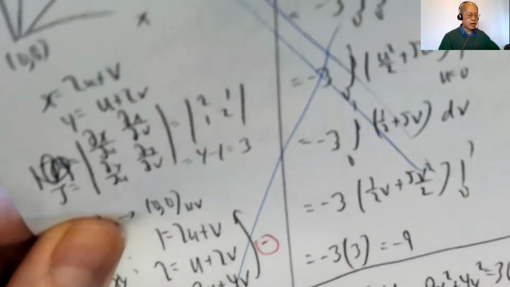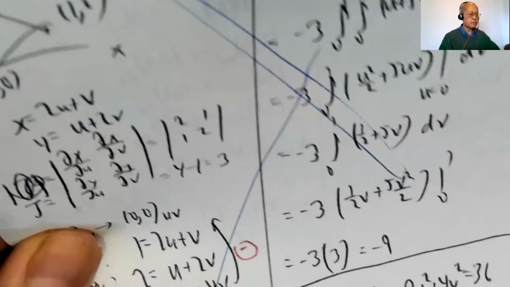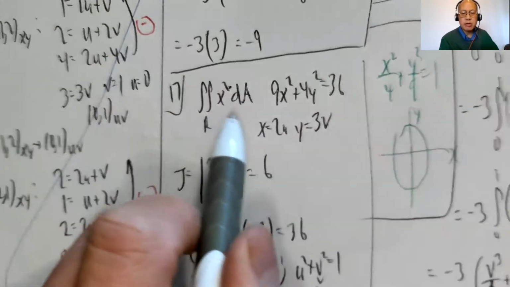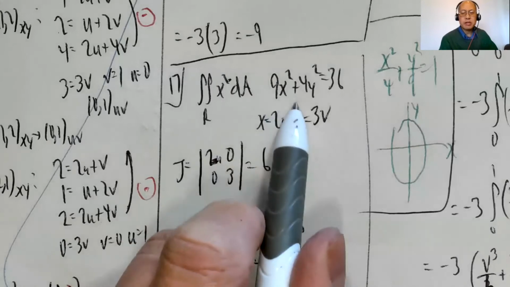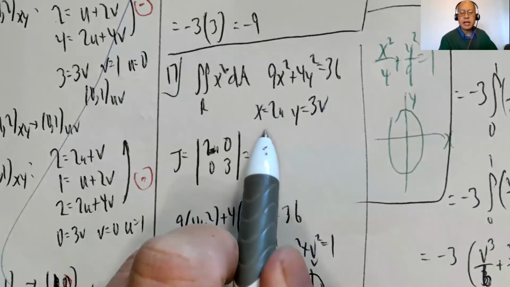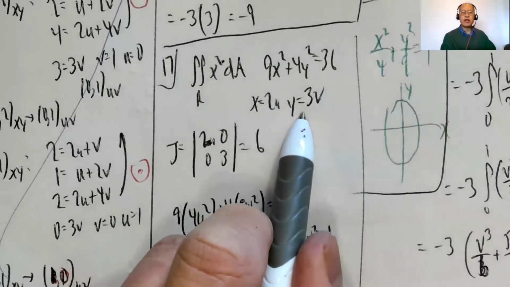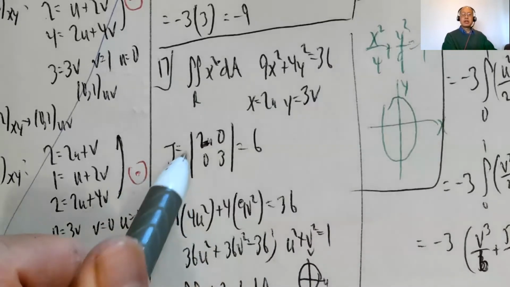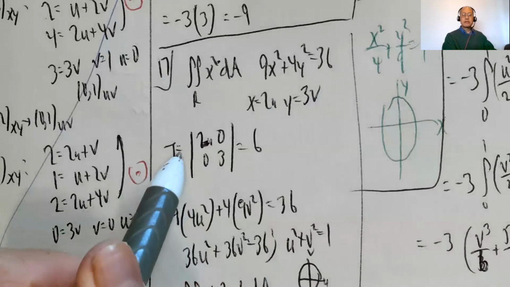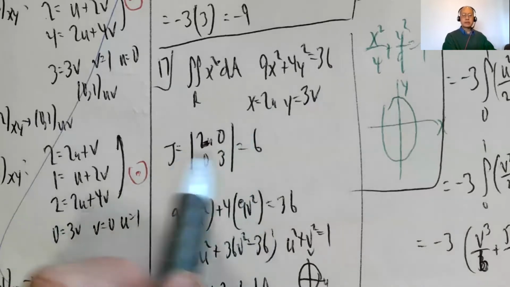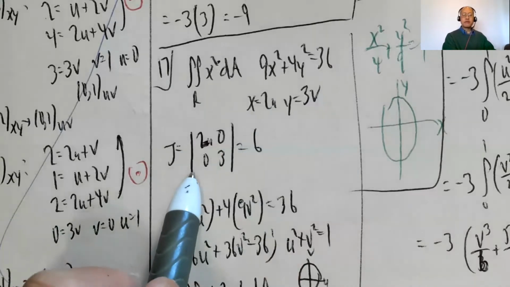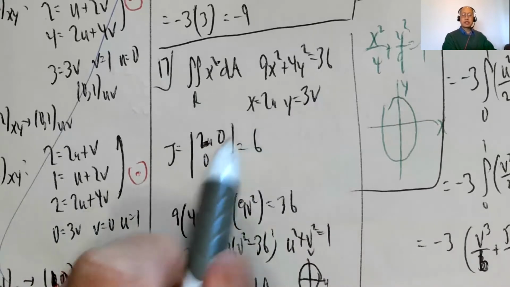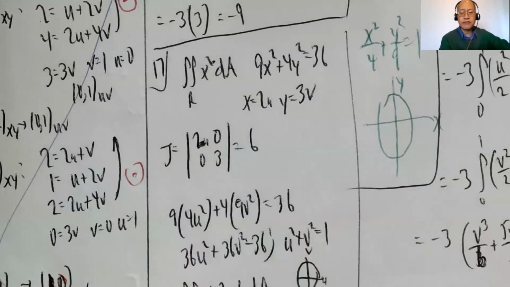Okay, and now for an actual integration problem. 17, double integral of x squared dA along 9x squared plus 4y squared equals 36. x equals 2u, y is 3v. So first I find a Jacobian, which is partial of x with respect to u, 2, partial of x with respect to v, 0, partial of y with respect to u, 0, partial of y with respect to v, 3, 6 minus 0, 6. So that's the multiplication factor that I need.